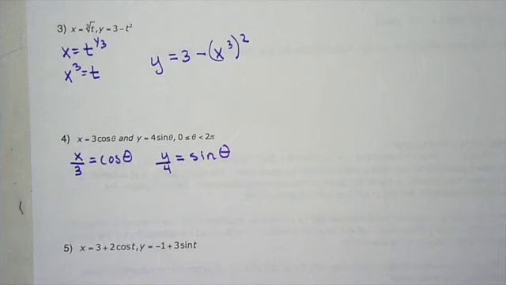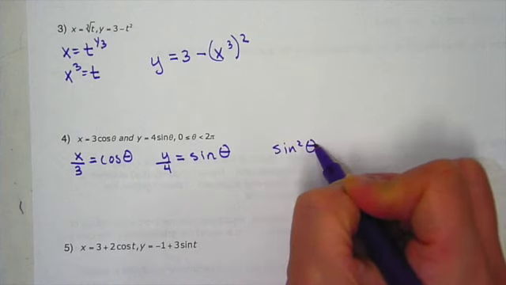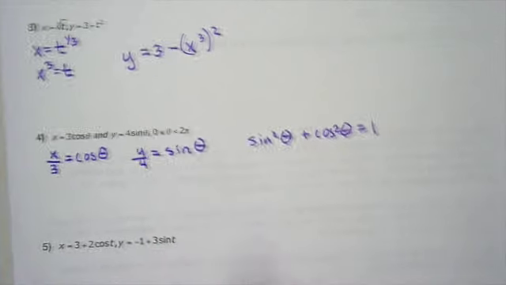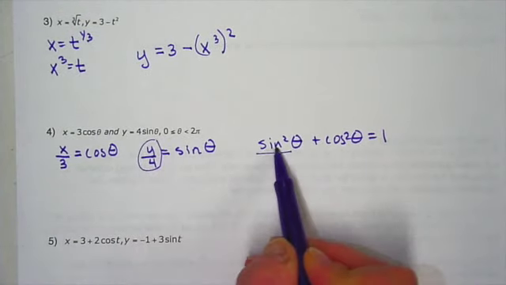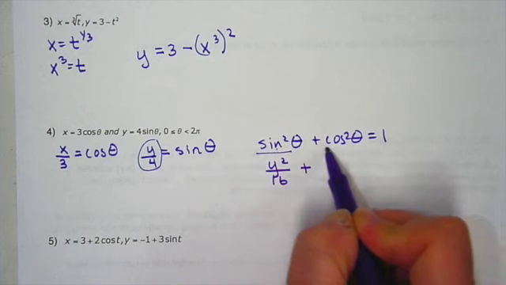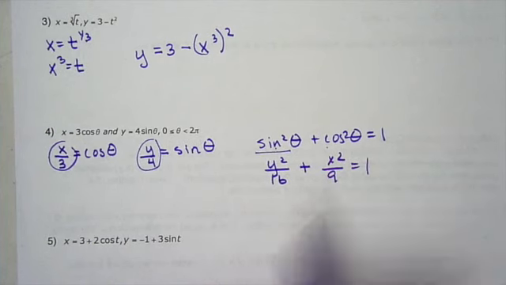Now, what you're going to do for these is with the sine and cosine equations, we're going to use this identity. We know that sine squared of any angle plus cosine squared of that same angle will always be 1. So this is the identity we're going to use. So sine squared is really y squared over 16 plus cosine squared would be x squared over 9 equals 1. That's why we eliminate the parameter with the cosine and the sine theta.